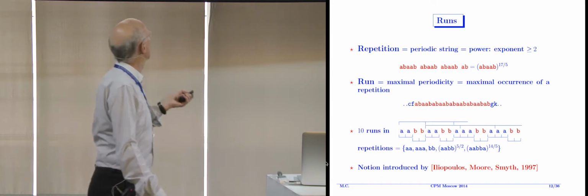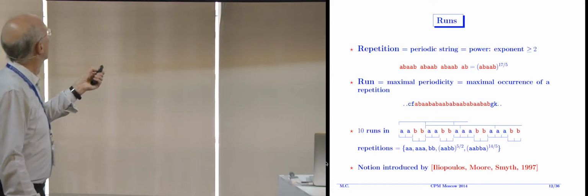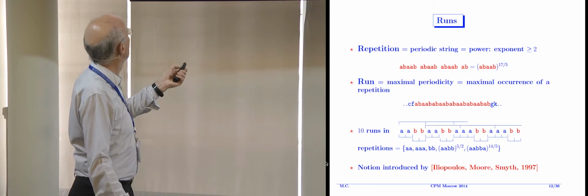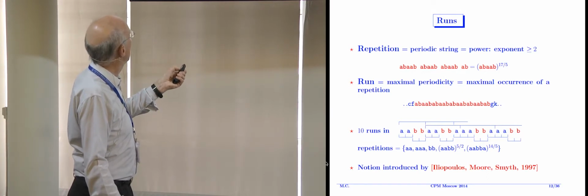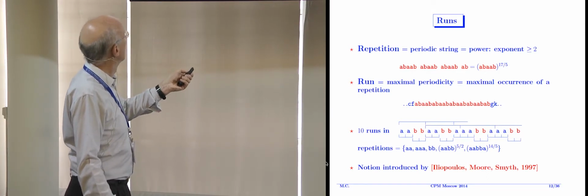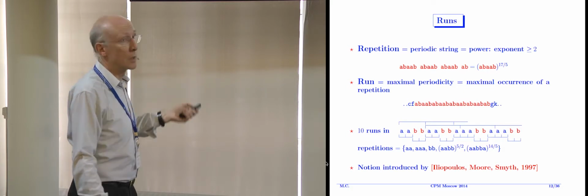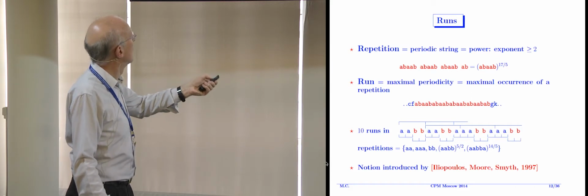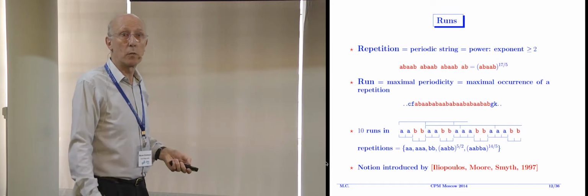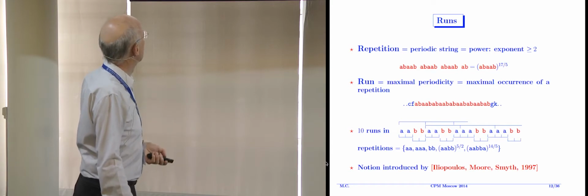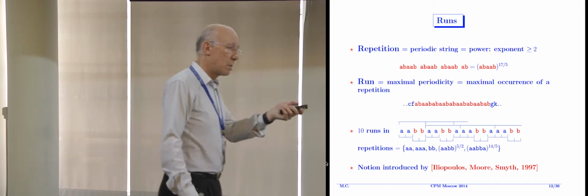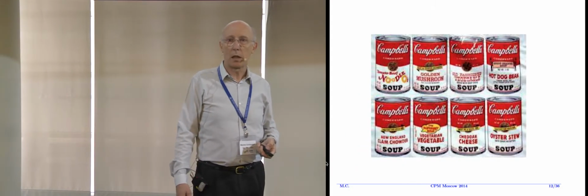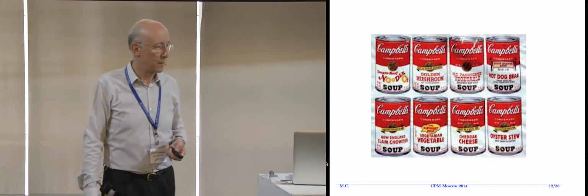So for instance, in this string here, we have 10 runs. You see, for instance, we have AA occurring twice, BB 4 times, and so on. We have the repetitions here. We have 5 repetitions, and some of them occur more than once, and the total is 10 runs. This notion has been coined by Iliopoulos, Moore, and Smyth, and so I would like to talk about that now.